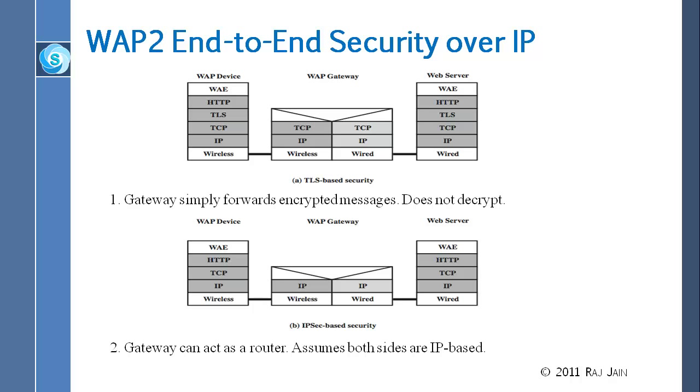And then the gateway is trivial. The gateway is basically normal. It just forwards the encrypted messages. It doesn't even have to decrypt. In the case of WAP 1, all the messages have to be decrypted and re-encrypted from TLS to WTLS. And in fact, it doesn't even have to do TCP. It could just do IP. The gateway could just do IP, just like a normal router, which doesn't read TCP at all.